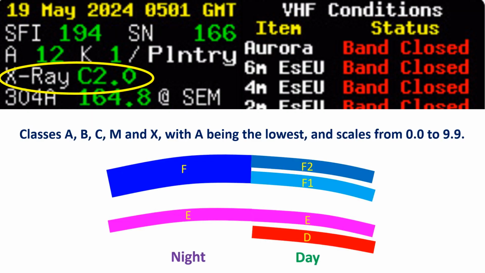Solar X-ray emission, which impacts the D layer of the ionosphere, comes next. It is mentioned in classes A, B, C, M and X, with A being the lowest, and scales from 0.0 to 9.9. In the image shown, it is C2.0. Stronger the radiation, lower the ability of radio waves to propagate by sky wave refraction.